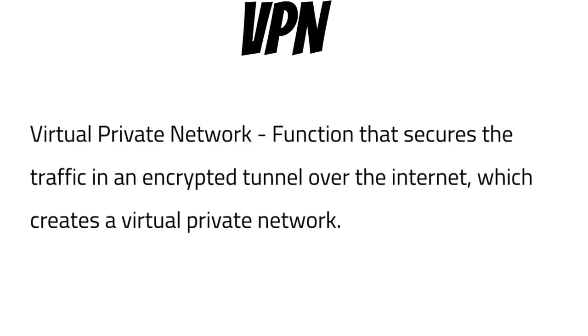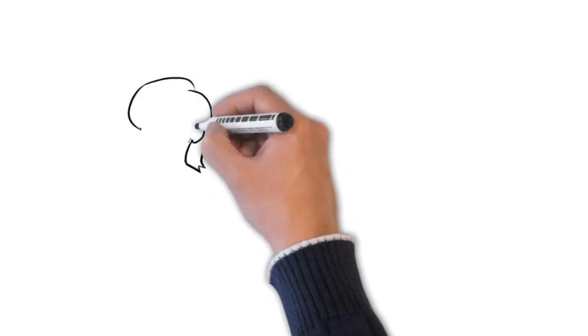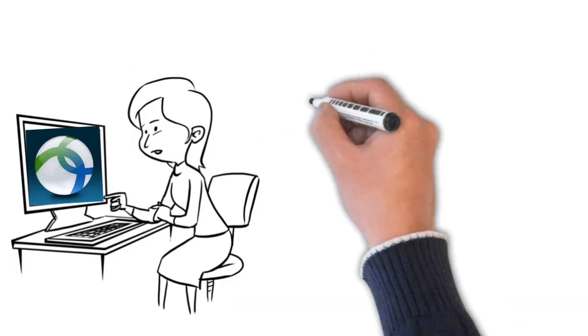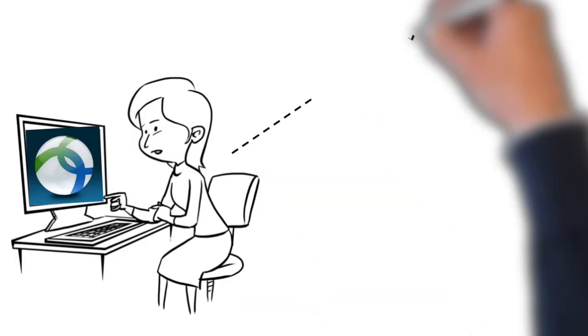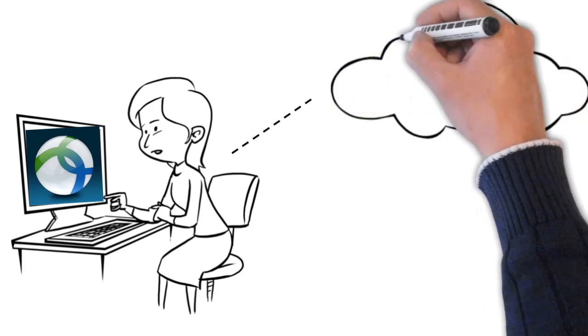And finally, the last function that we're going to talk about in this video, and almost everyone is aware of and has worked with if you're working from home since the pandemic hit like I am, is VPN, or virtual private network. This function secures that network traffic that's out on the internet in an encrypted tunnel, which creates virtually a private network. And all that's saying is that when you are using a VPN connection, that data, when it's leaving that PC, is scrambled. It's not readable.